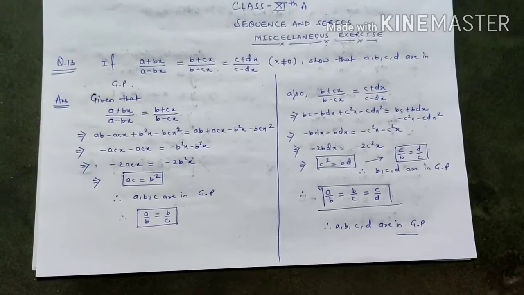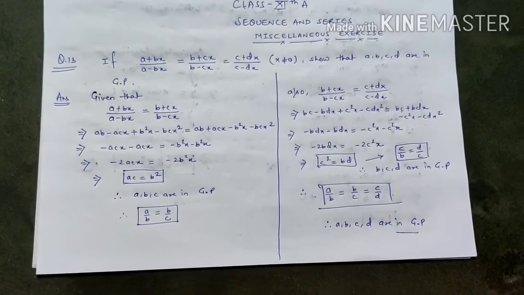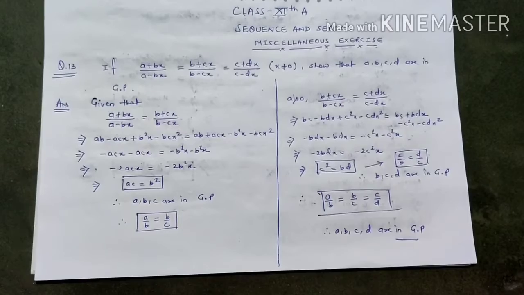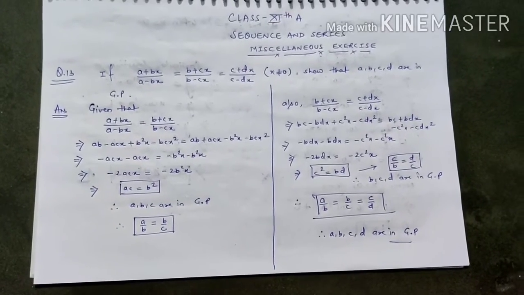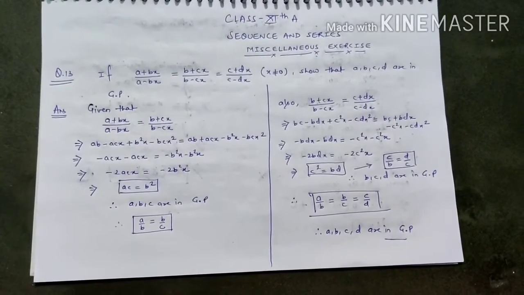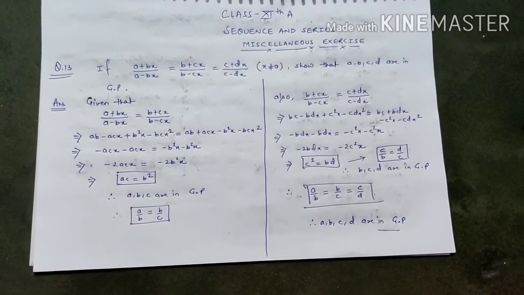So the condition of GP for three terms, that is a, b, c, is that the square of the middle term, b square, should be equal to the product of the first and last, that is b square equal to ac.